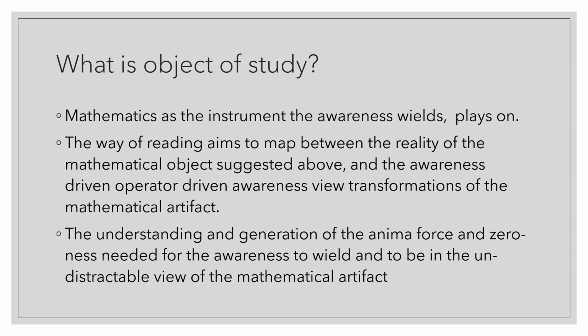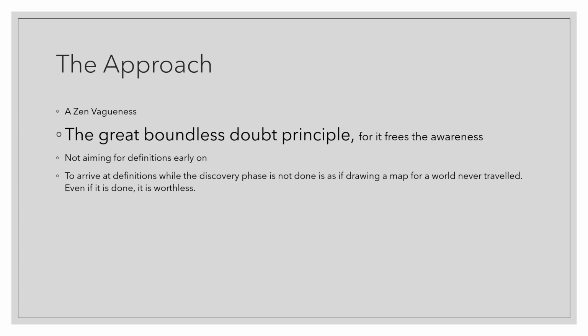To do that, one needs to have a strong force of awareness. By turning the awareness force on the awareness principle itself, it is possible to amplify the force of the awareness. The approach here is going to be a Zen vagueness. The vagueness principle is important because at this stage, I'm not speaking of things I already know on the surface. Rather, I'm engaging a process of discovery, and I am just vocalizing myself or thinking out loud.